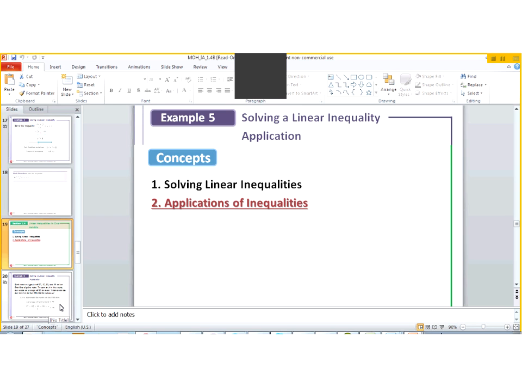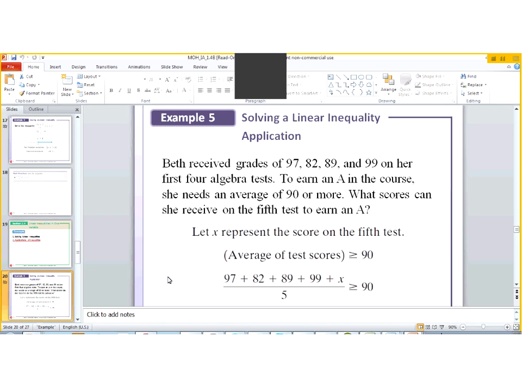Okay, so an application of inequality would be, this would be a good example here. Beth received grades of 97, 82, 89, 99 for her first 4 exams. We want to know what we need to get for the last exam to receive an A. If an A is 90% or higher, then we set up this equation. Average means to add the numbers, divide by the number of the terms.